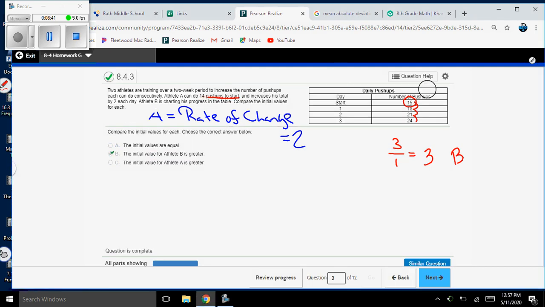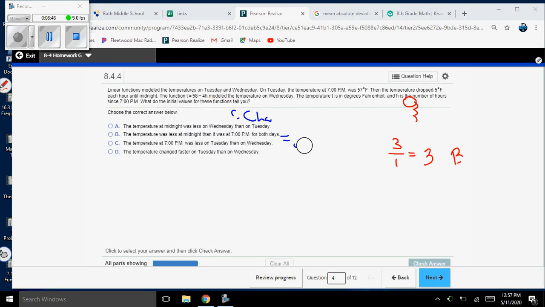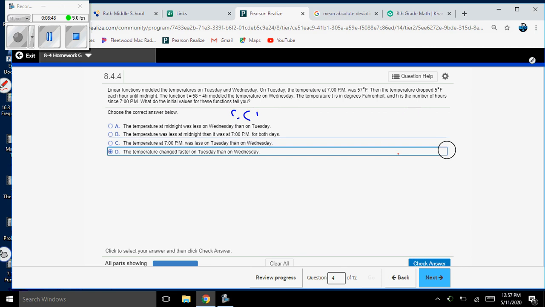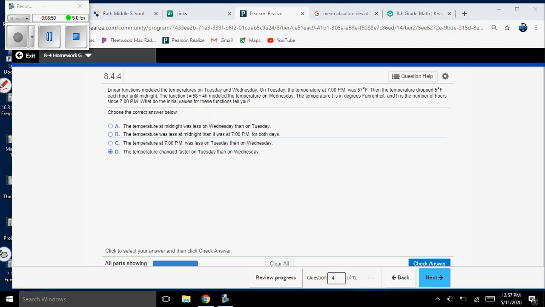All right. Moving on to number 4. Like the last one I'm doing, there's only 2 parts to this. So linear functions model the temperatures on Tuesday and Wednesday. On Tuesday at 7 it was 57 degrees Fahrenheit. So for Tuesday, 57 was your starting point.